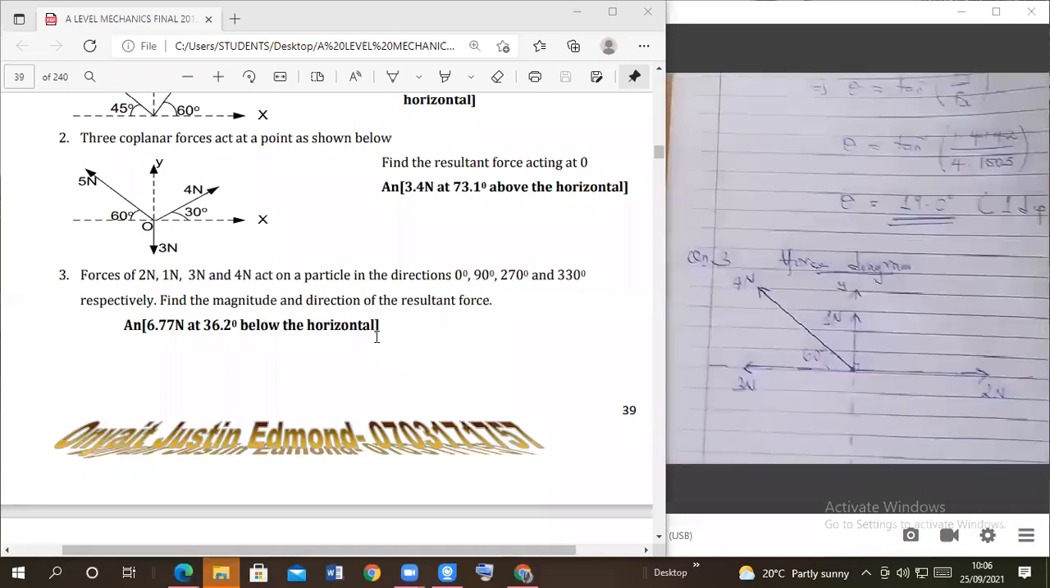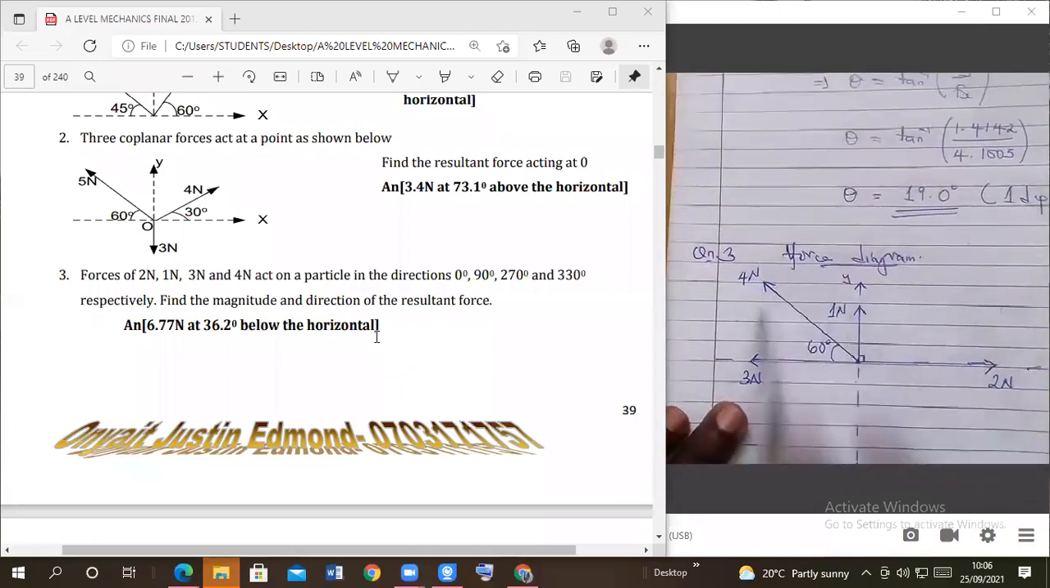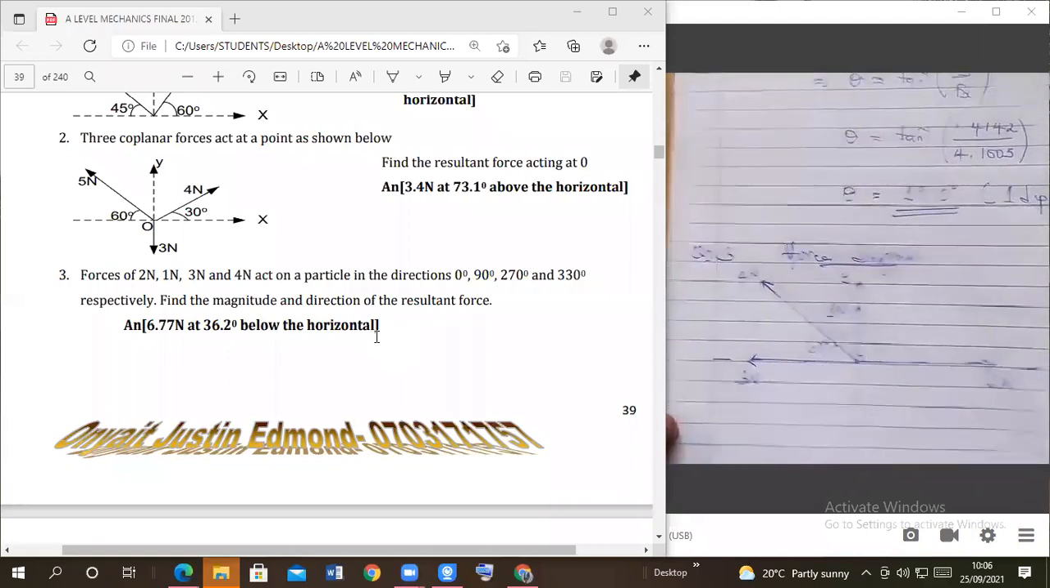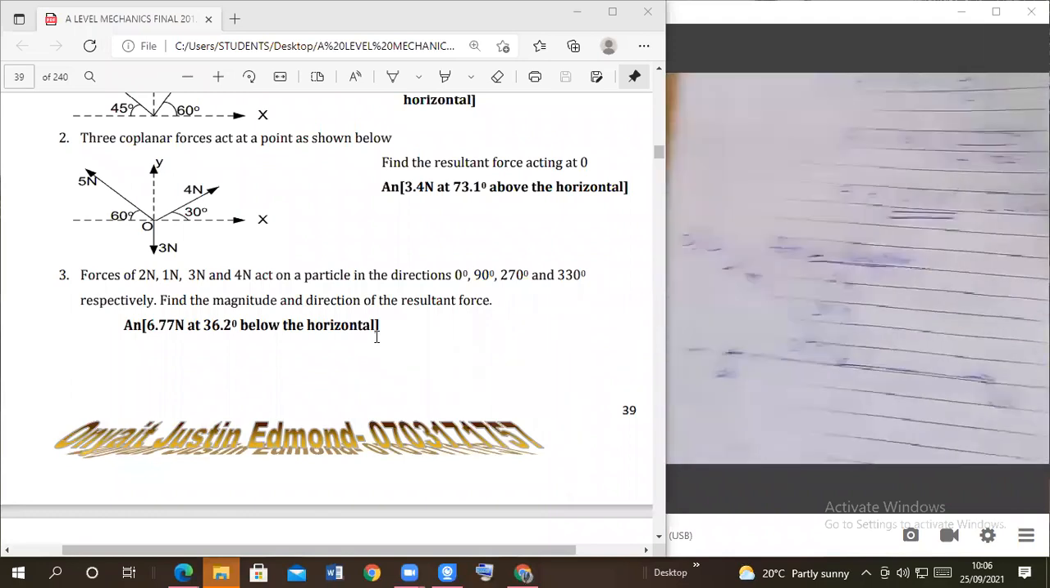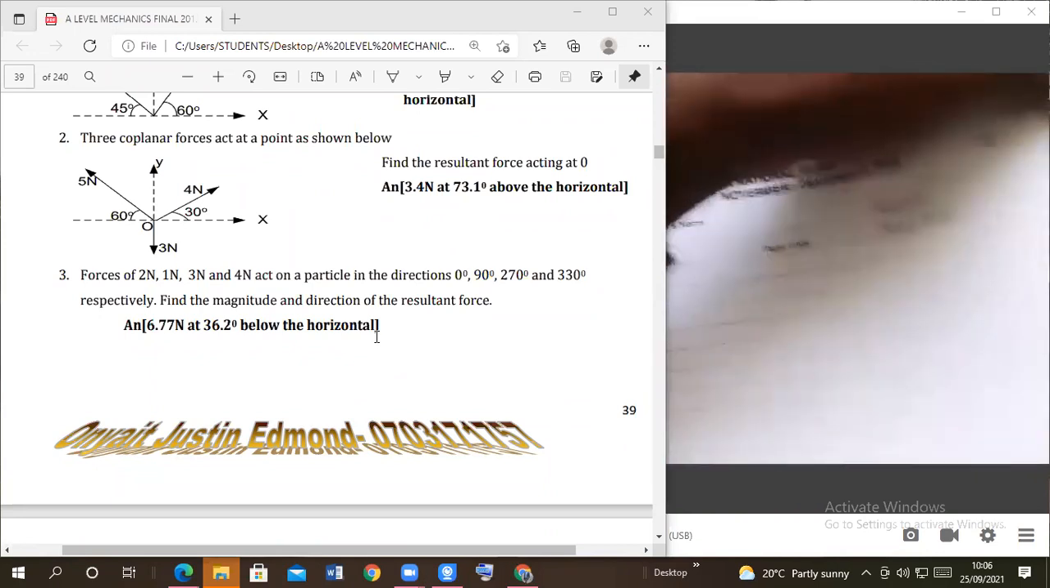So we have drawn our first diagram, 3, 2, 1, and the next step is resolving the forces.